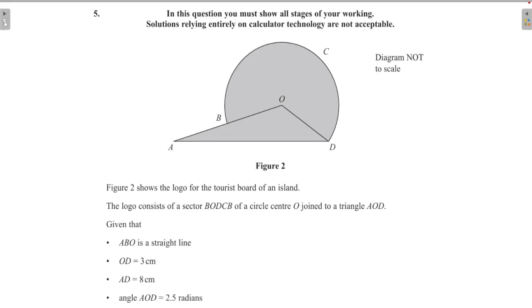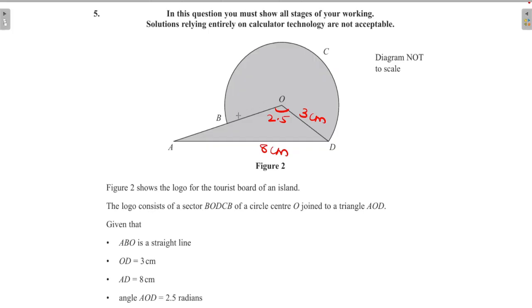Question number 5. The shape of the logo is given. This part is the sector of the circle. This is a triangle. Let's mark the measurements which are given. AD is given, which is 8 cm. OD is given, which is 3 cm. And AOD is given as 2.5 radians.